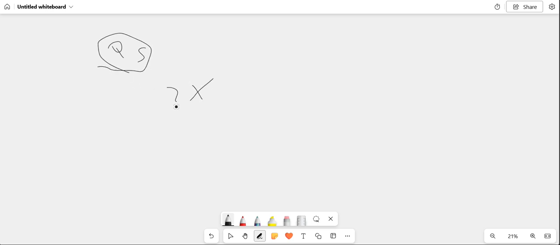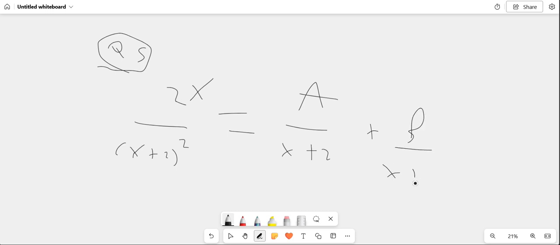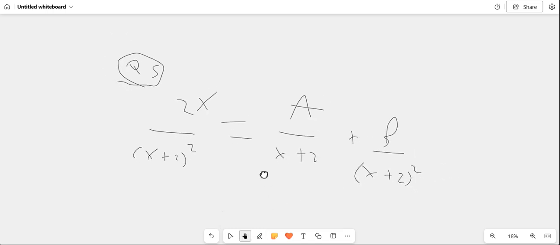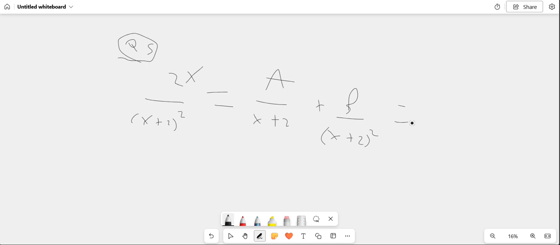Alright, question 5. We've got 2x over x plus 2 squared. The repeated term here is x plus 2, so we write a over x plus 2, plus b over the full repeated term, so that's x plus 2 squared. Then simplify that.